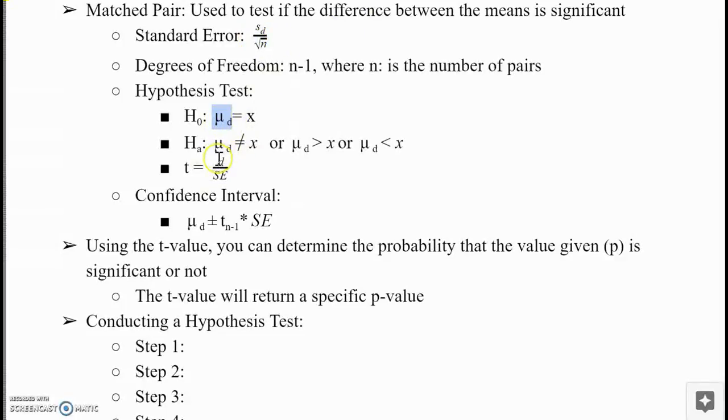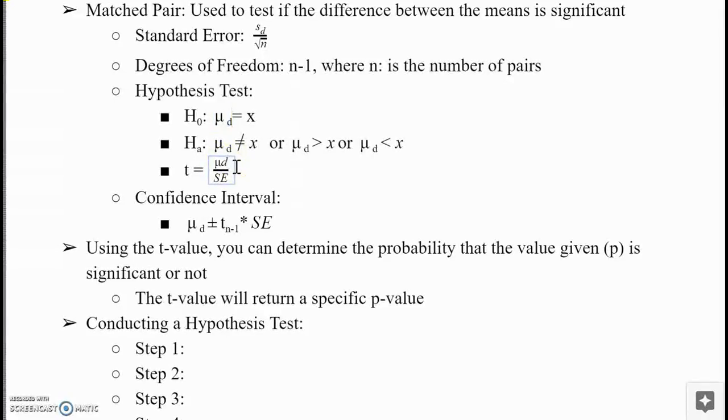So that's why mu d. Maybe I should make that more clear. I'll put that in there rather. Mu with the subscript. Confidence interval, you would just, wherever you saw for one mean, you had y bar, you would just switch that to mu d.